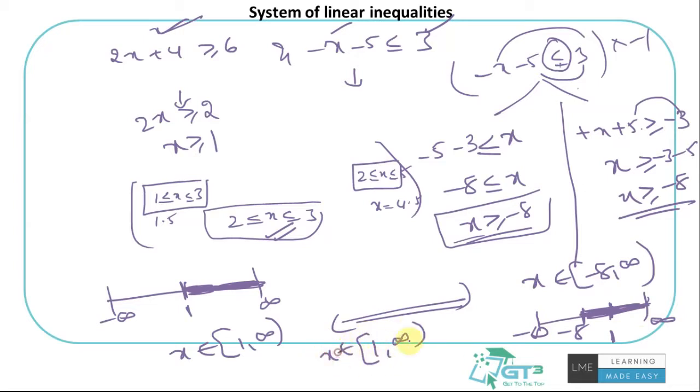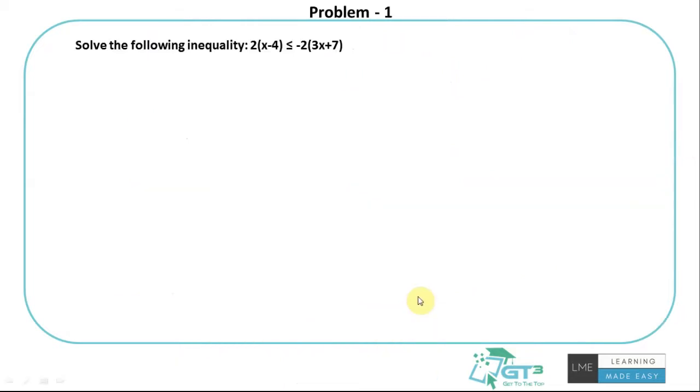If x is between 1 and infinity, that satisfies this inequality and also this inequality, because for the second inequality, if x is minus 8 to infinity, everything is fine for it. So 1 to infinity is also part of it. So the answer is 1 to infinity. That's how you solve a system of linear inequalities. And so let's solve these questions. As we always say, pause the video and try on your own and then see the explanation that we give.